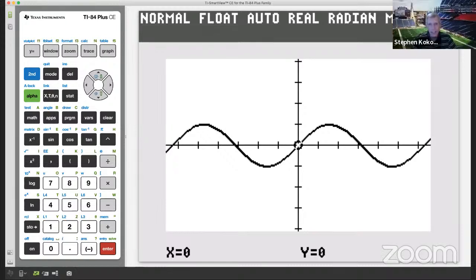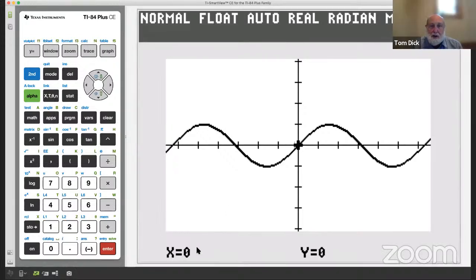so he can dive into the problems here. Oops, let's see. I want to stop the share.